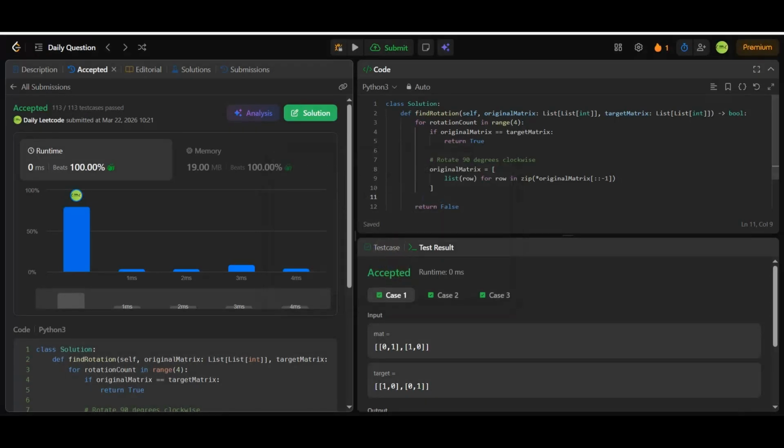That's it for this problem. We solved it by checking all possible rotations of the matrix and comparing each one with the target. This is a straightforward and reliable approach for matrix rotation problems.